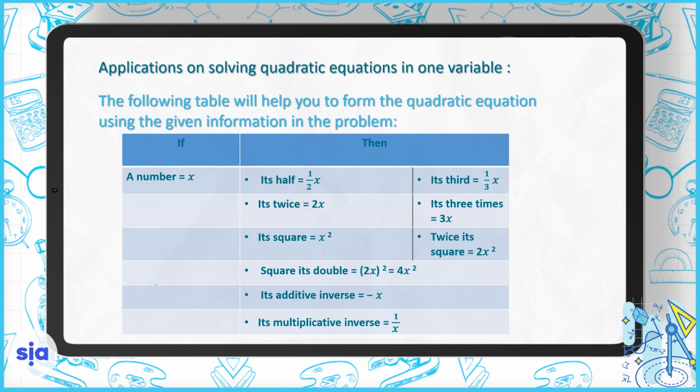If the question says square its double, so it's 2x all squared, which is 4x squared. If the question says its additive inverse, so it's negative x. If the problem says its multiplicative inverse, so it's 1 over x.